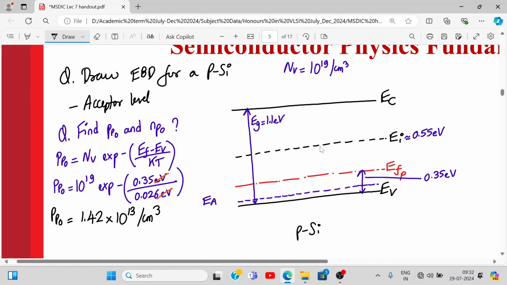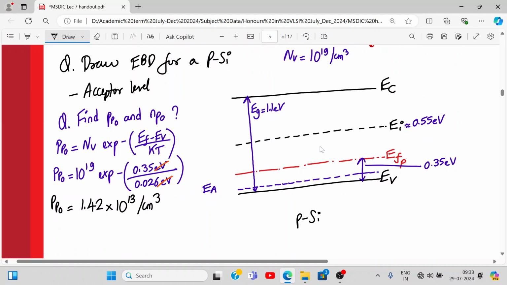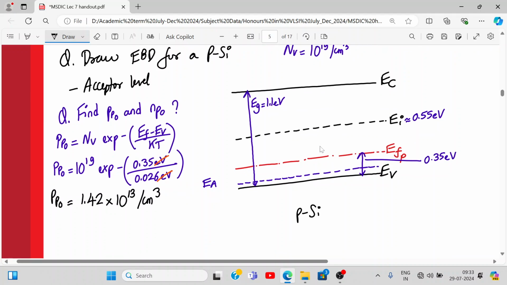Are you getting this? Multiply by this. Did you get the same number? Okay, these are the majority carriers. What will be the minority carriers? NPO is Ni square upon PPO. So this will be 1.5 into 10 raised to 10, squared, divided by 1.42 into 10 raised to 13. Calculate this.